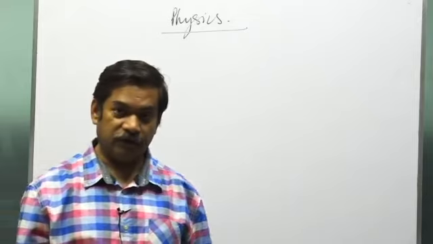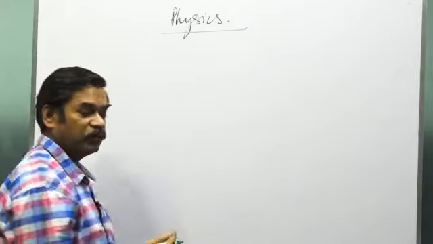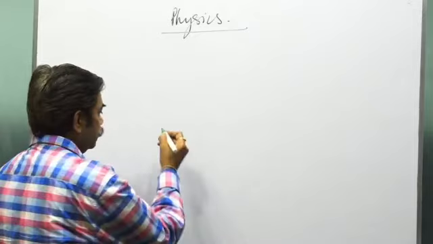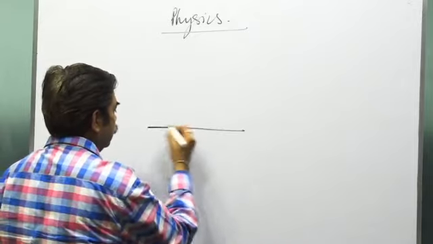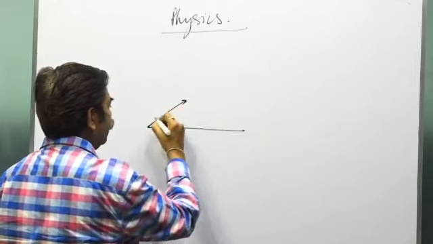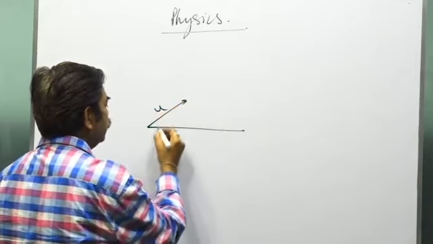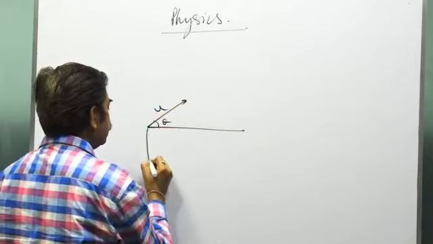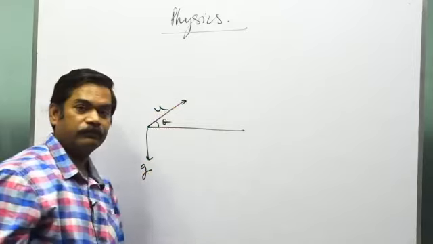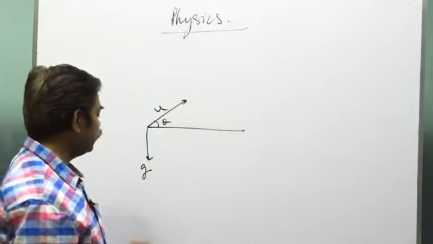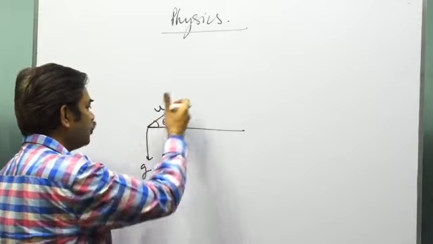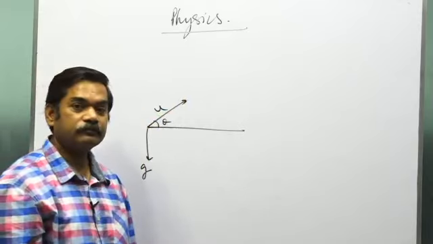So look at this. The concept is what? First of all, I tell you the question. Question is, suppose a stone is thrown from the ground with a velocity u at an angle theta. Acceleration due to gravity is g downwards. The initial velocity is u at an angle theta.